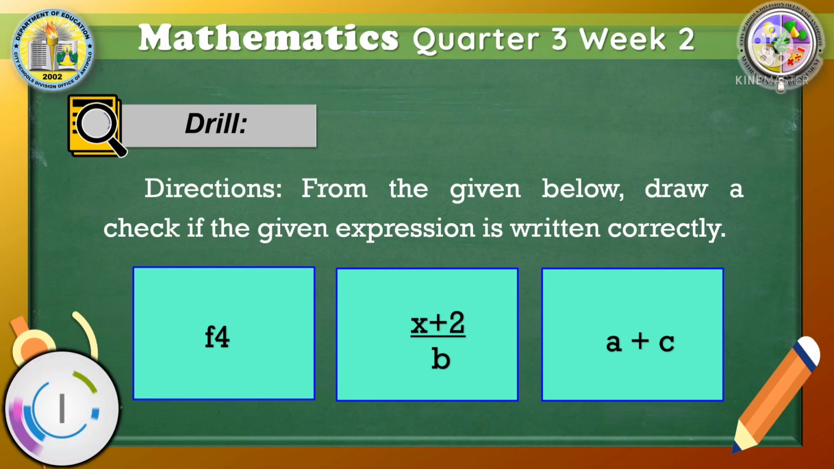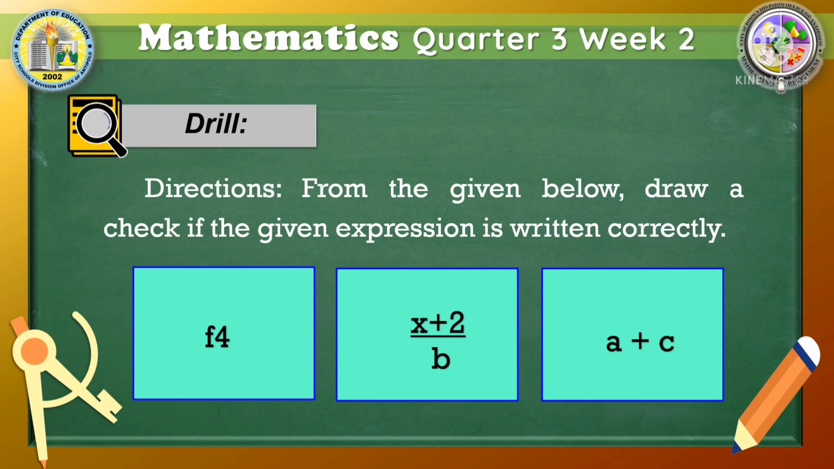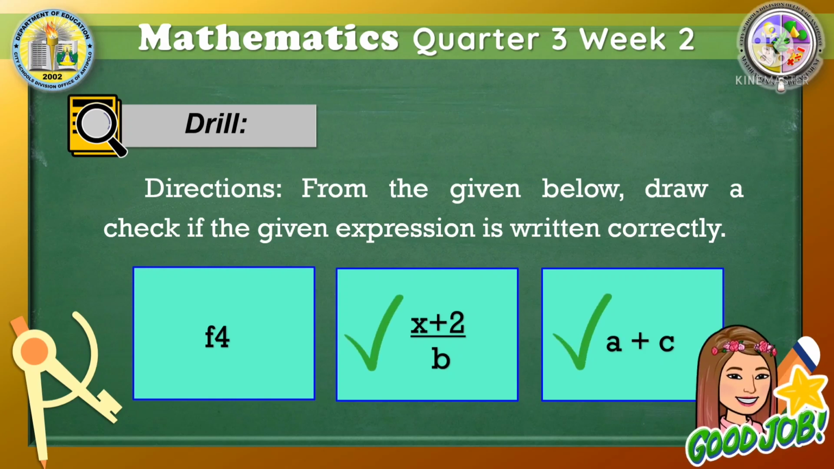Time is up. Let's check your answers. The correct answers are x plus 2 over b and a plus c. F4 is incorrect since the variable f comes before the constant 4. Did you get it right? Good job!